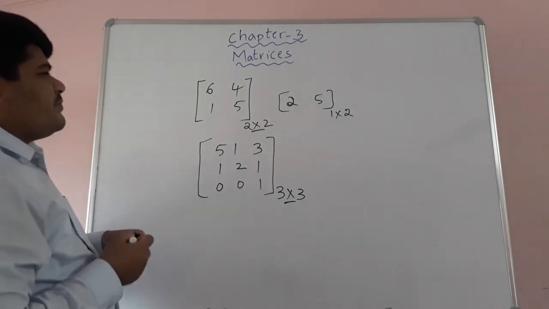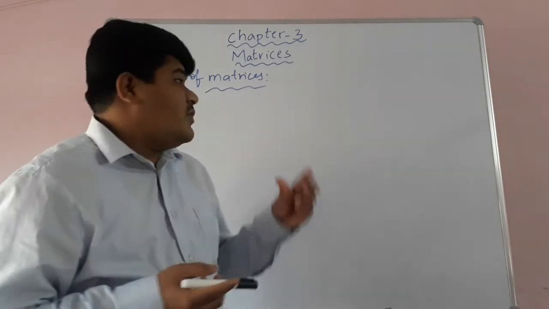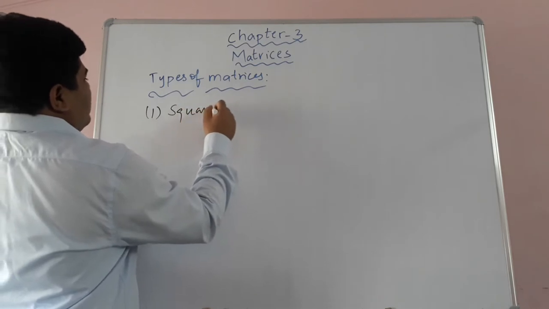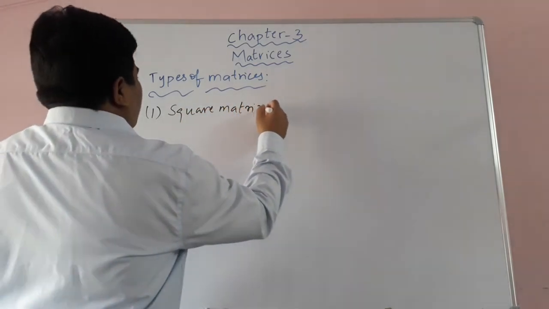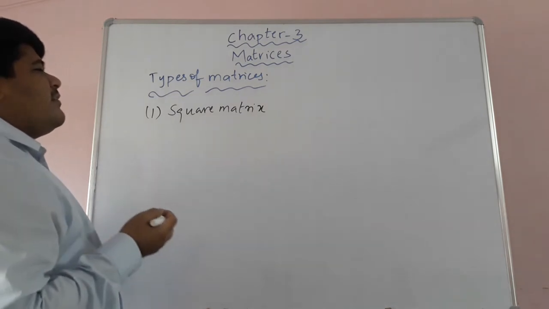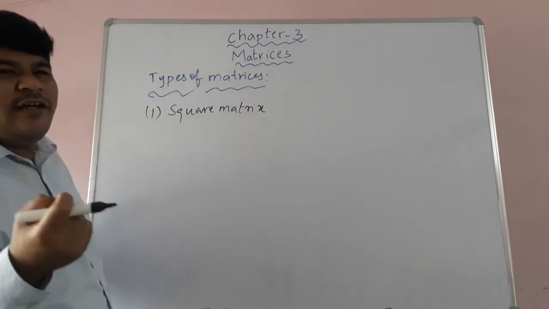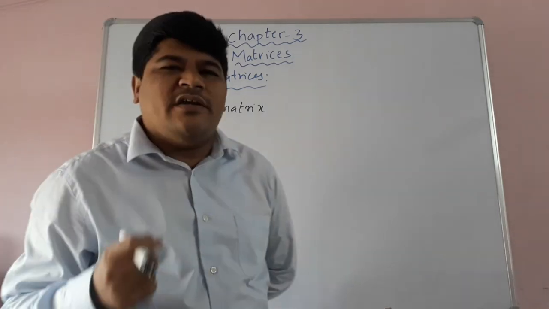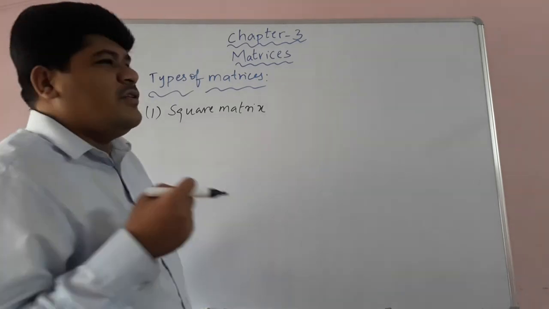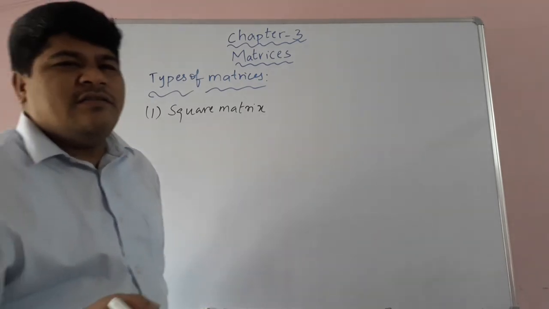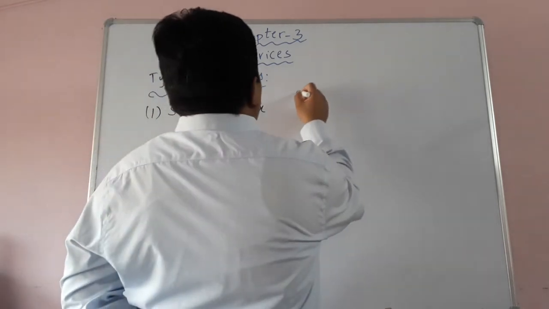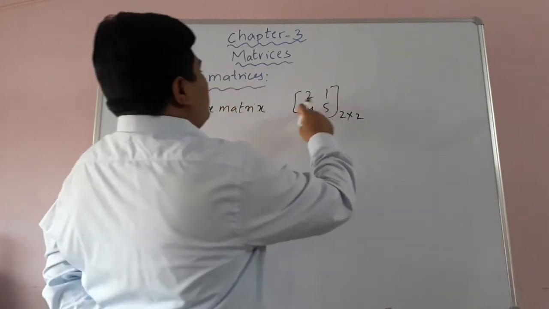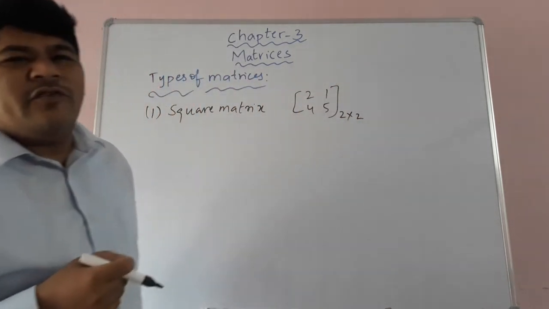So children, now let's see the types of matrices. The first type is the square matrix. So children, what is a square matrix? A square matrix is a matrix where the number of rows and the number of columns are equal. That means a 2 by 2 matrix, a 3 by 3 matrix; all these come under square matrices, children. Suppose 2, 1, 4, 5. Its order is 2 by 2. Number of rows 2, number of columns also 2. This is a square matrix, children.